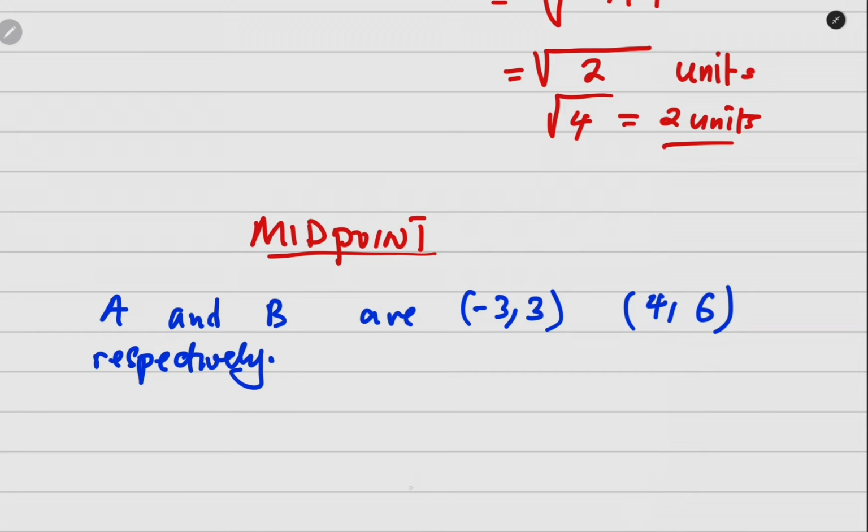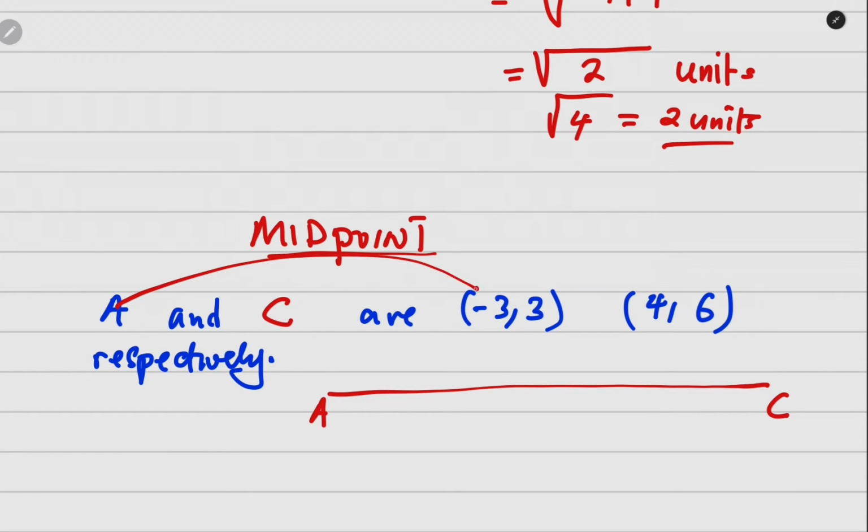Find the midpoint, if that is a question. So in this case, with the help of the diagram, with the help of a line, I wanted to demonstrate something. Please, let me just put this one as C because we are looking at the points. A and C are points on a straight line, and the coordinates of these are negative 3, 3 and 4, 6 respectively. Respectively means that A goes with this one and C goes with that one.